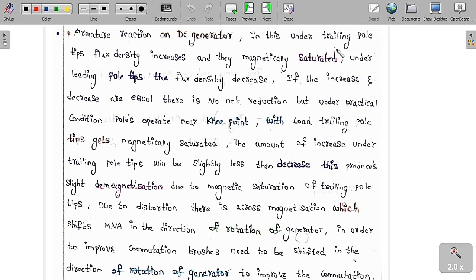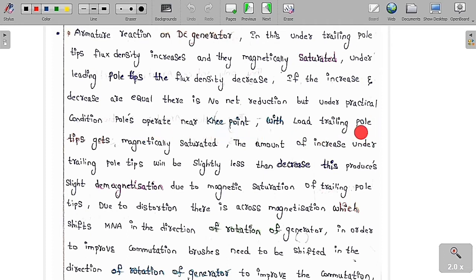So therefore, under the trailing pole tips, the flux density increases and they are magnetically saturated. Under the leading pole tips, the flux density decreases. If the increase and decrease are equal, there is no net reduction. But under practical conditions, poles operate near the knee point.